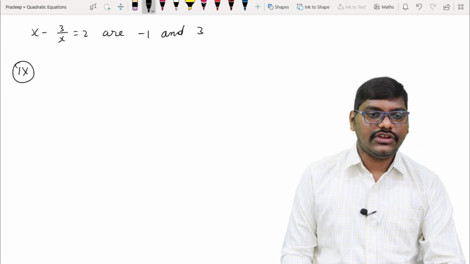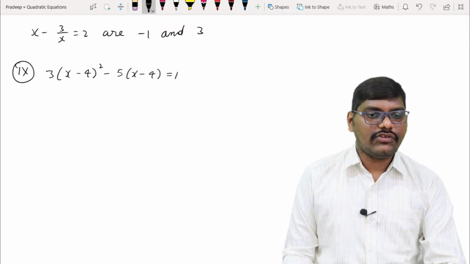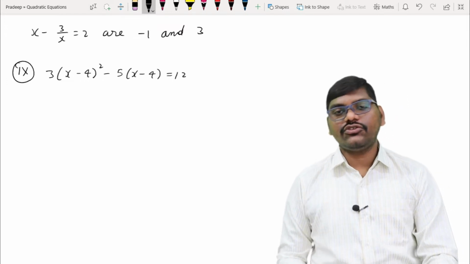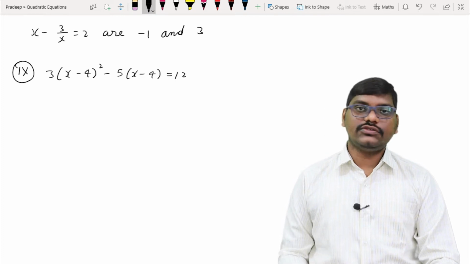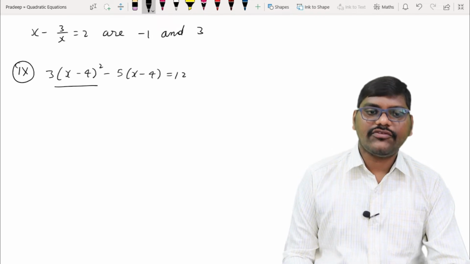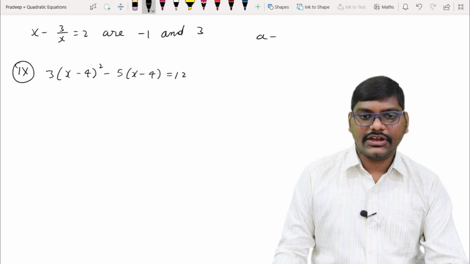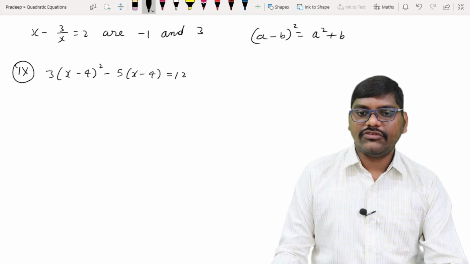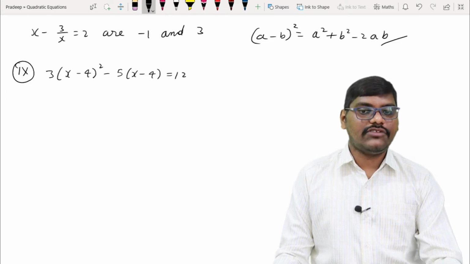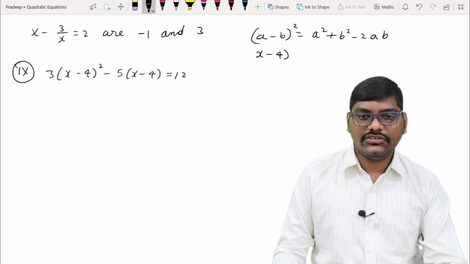The question is 3 into (x minus 4) whole square minus 5 into (x minus 4) equal to 12. First we'll convert this into a quadratic equation, then we'll find the roots. You can observe this is in the form of the (a minus b) whole square formula. (a minus b) whole square gives a² plus b² minus 2ab. You have to remember this particular formula, very important. This one will perfectly fit this formula.